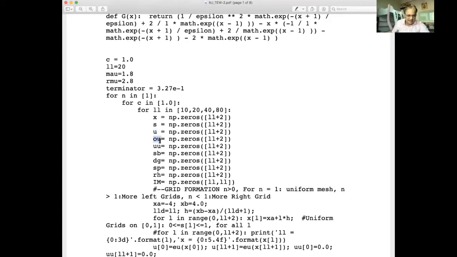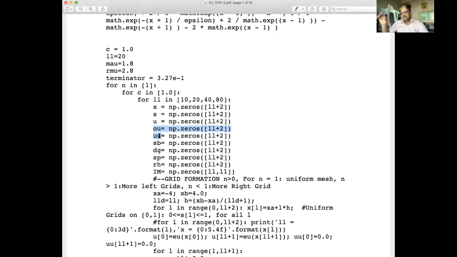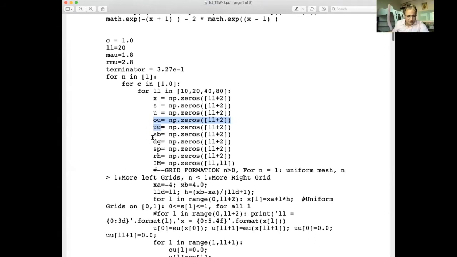These are the arrays that are going to be used in applying the Thomas algorithm: old U, OU, and UU. UU is required for the non-linear case, because the heading of the program for the linear or non-linear is kept the same. That is why I kept it here. Thereafter, most important are sub, DG, sup, and RH.